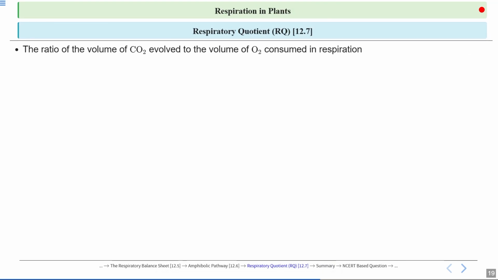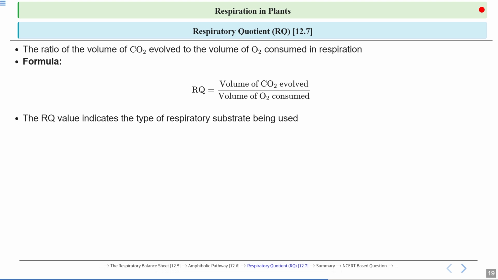Students, now let's talk about the respiratory quotient. What is the respiratory quotient? It is the ratio of the volume of carbon dioxide evolved to the volume of oxygen consumed in respiration. Let's look at the formula. RQ is the volume of carbon dioxide evolved during respiration divided by the volume of oxygen consumed during respiration.